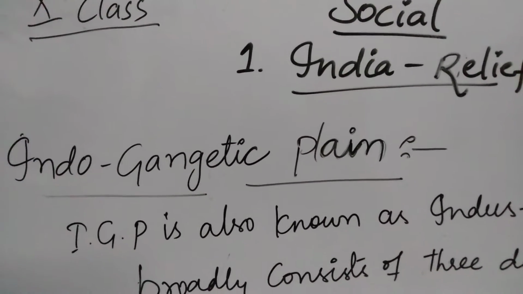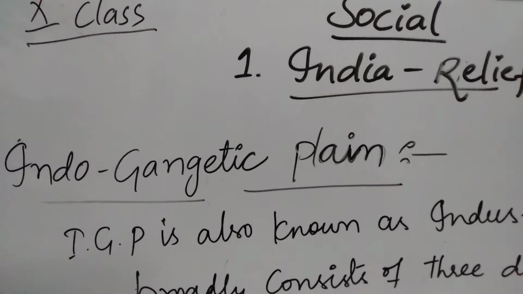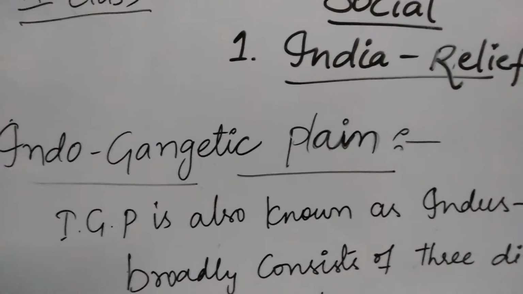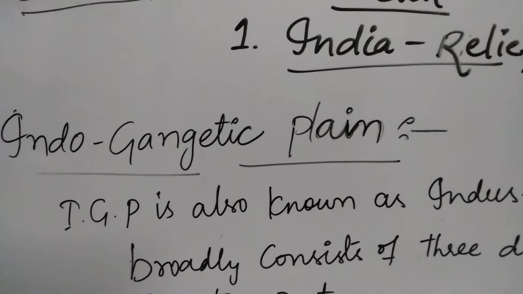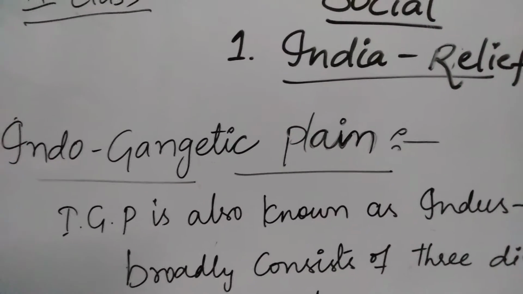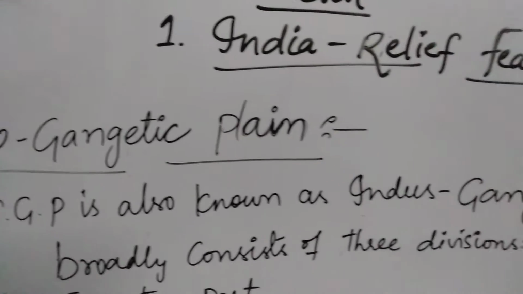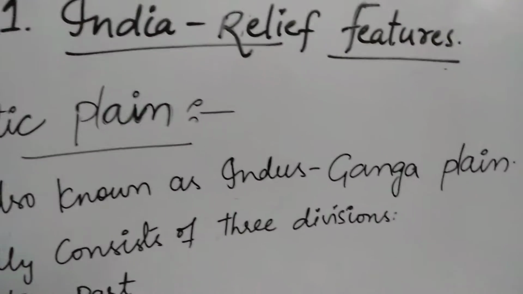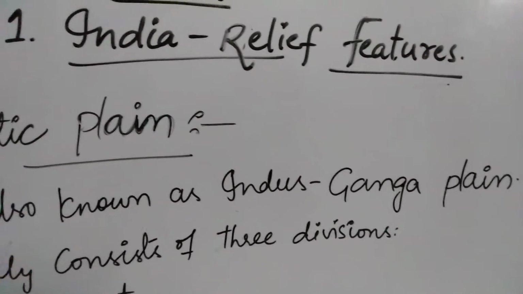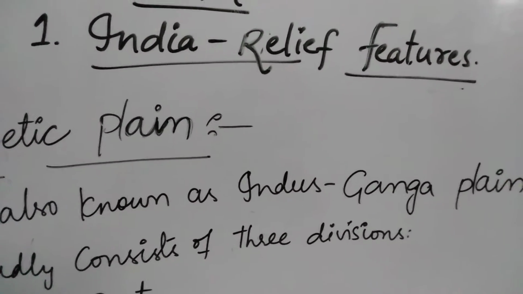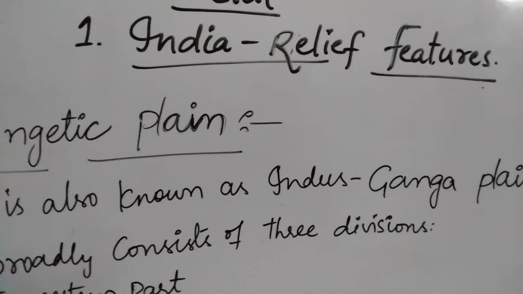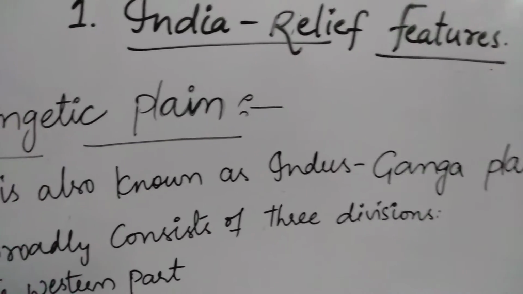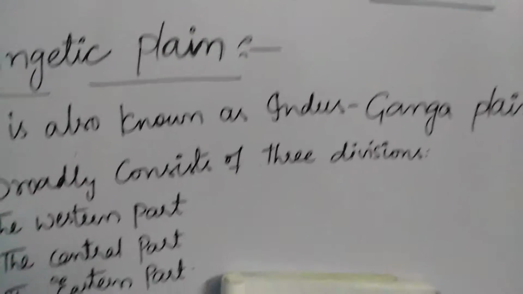First of all, we should know the meaning of Indo-Gangetic Plain. This is the name of the plain, not aeroplane. The Indo-Gangetic Plain is also known as the Indus-Ganga Plain. Let's see here.